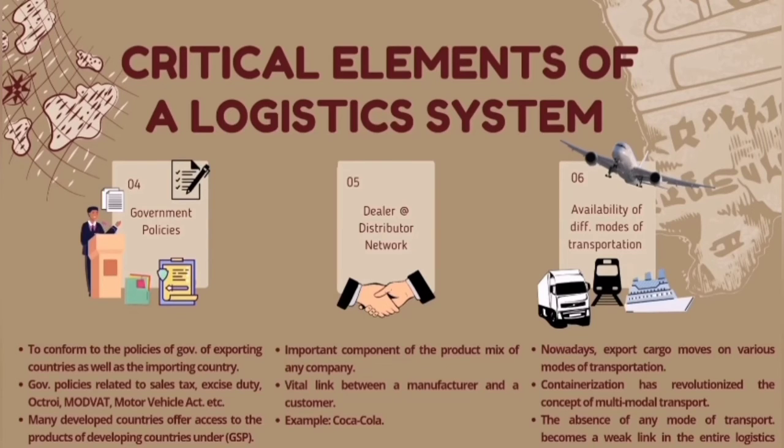Government policies related to the sales tax, excise duty, octroi, motorbike, Motor Vehicle Act, and more. Number 5 is dealer and distribution network. This is an important component of the product mix of any company.